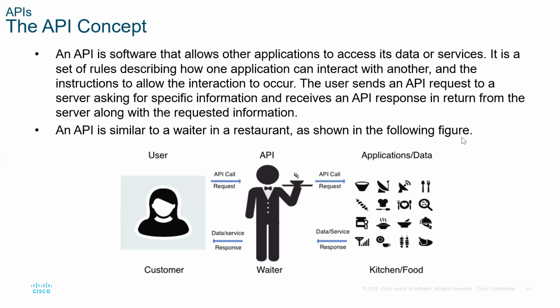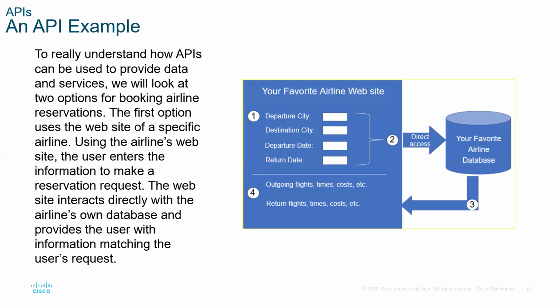Right, API. An API example. To really understand how APIs can be used to provide data and services, we'll look at two options of booking an airline reservation. The first option uses a website of a specific airline. Using the airline's website, the user enters the information to make a reservation. The website interacts directly with its database and provides the user with information matching user requests. I think here is just a demonstration of making a reservation using an API or without using an API.